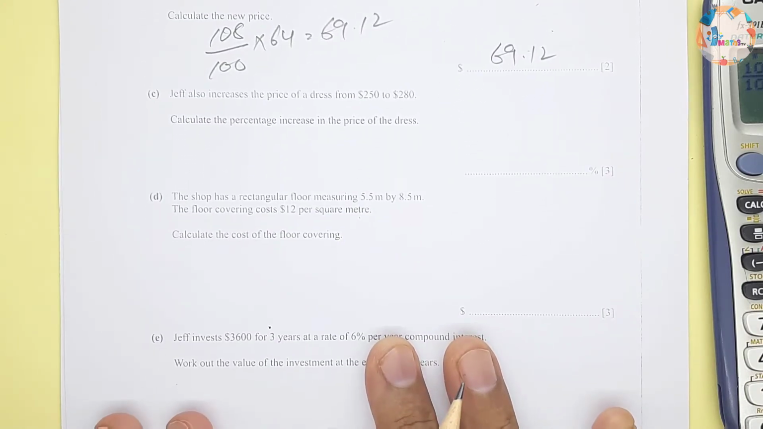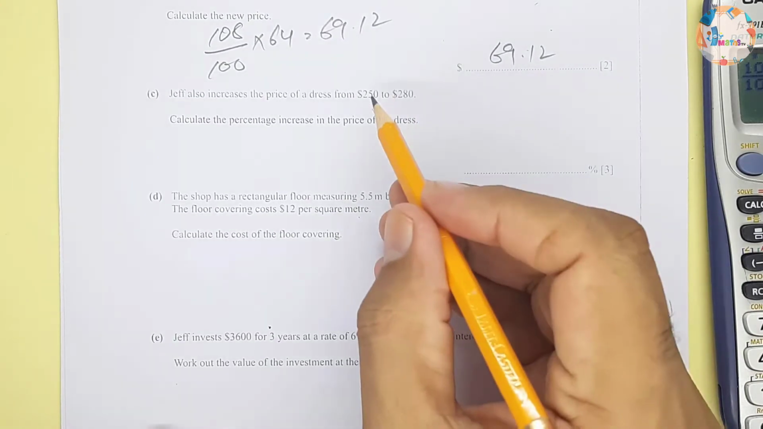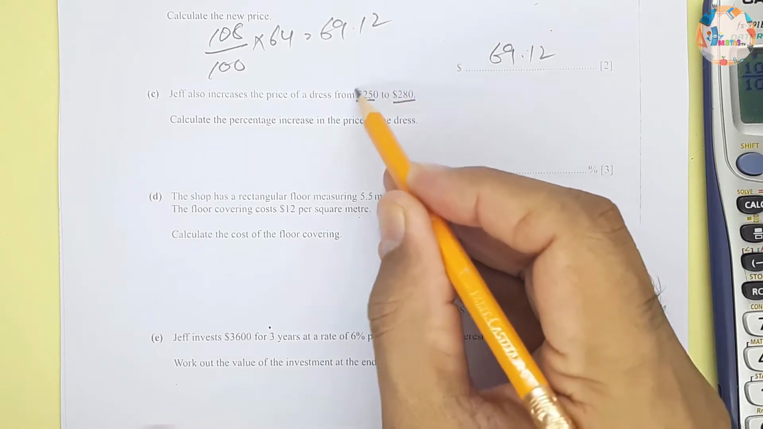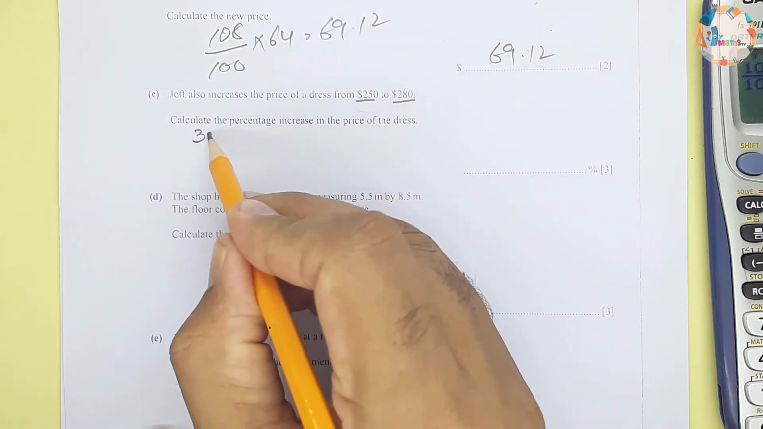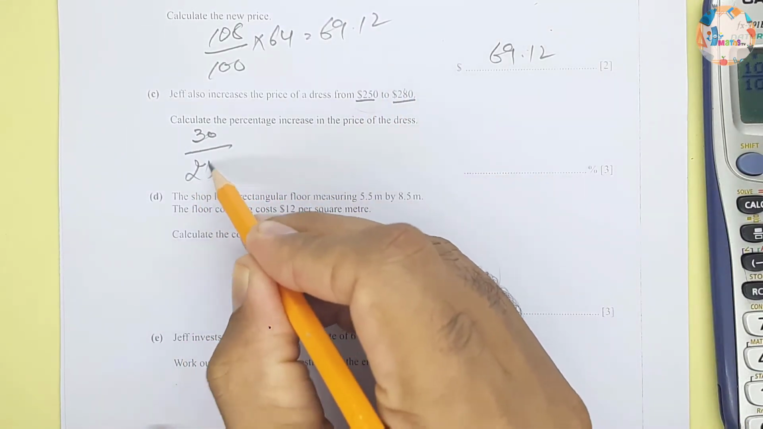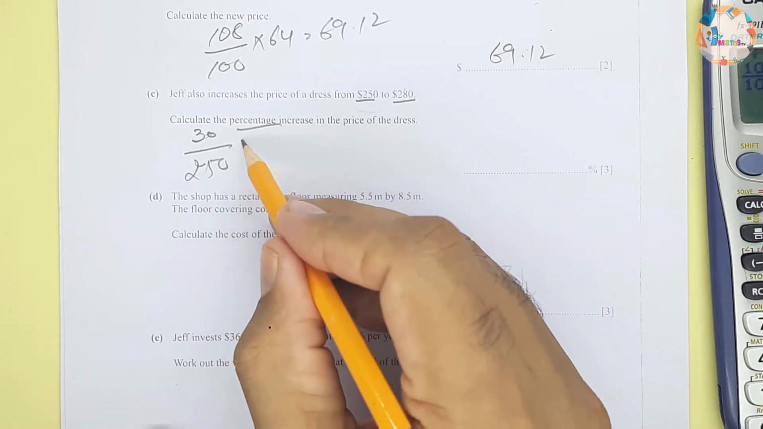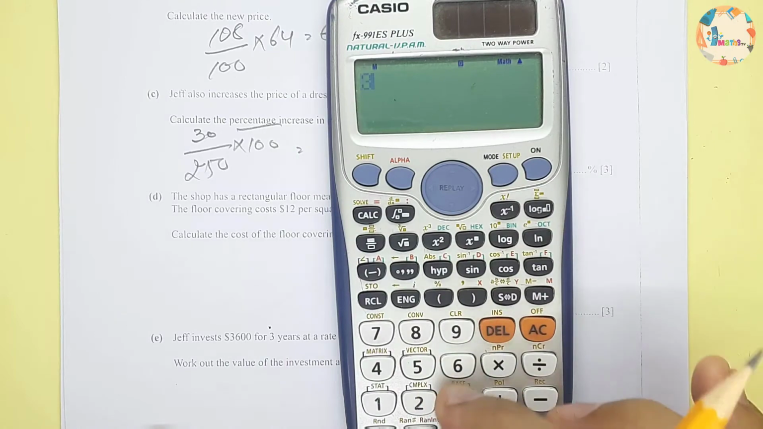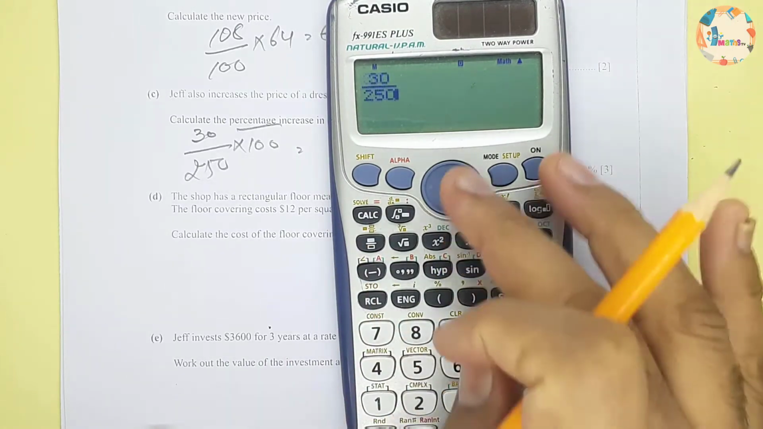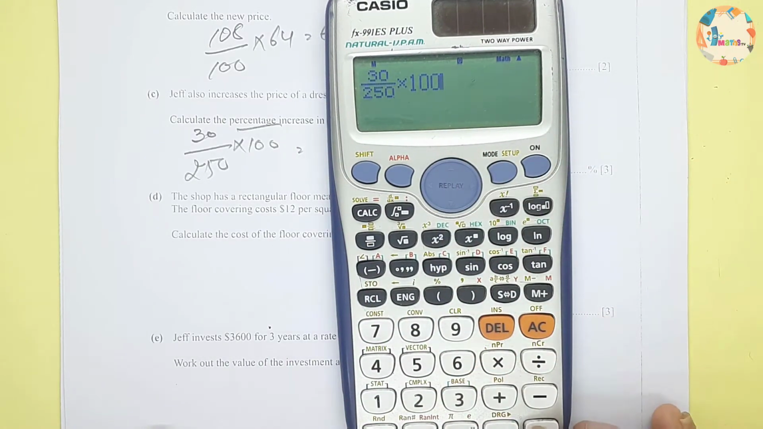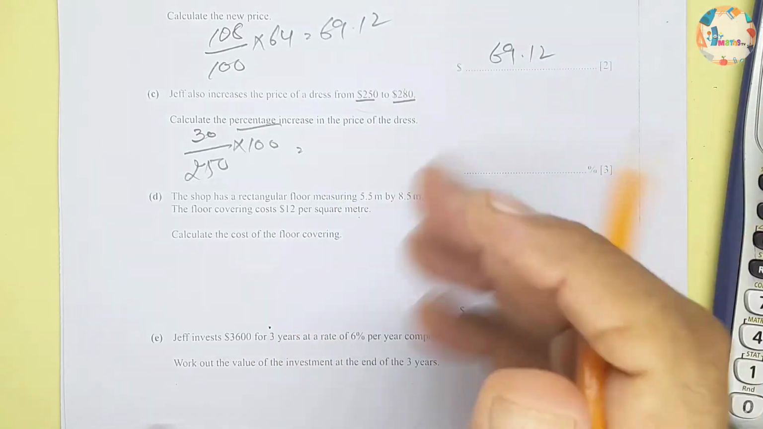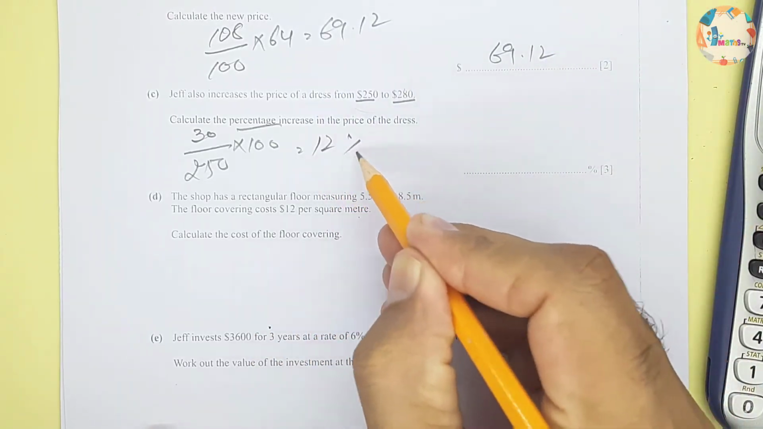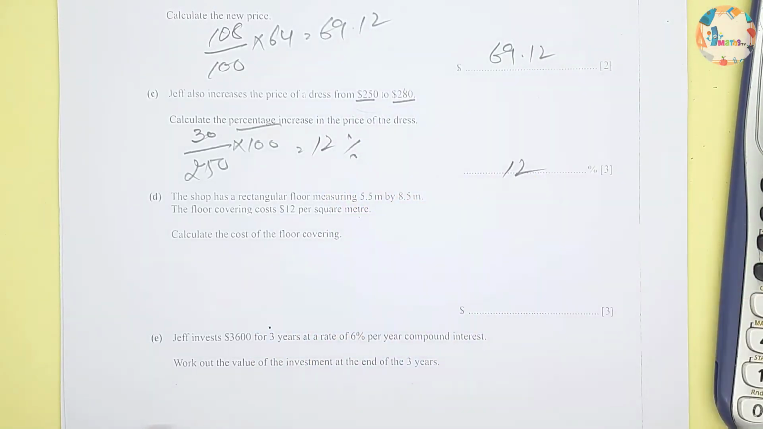Jeff also increases the price of a dress from this to this one. So the increment will be $30 against 250, and we have to calculate the percentage. So for percentage we'll be multiplying. So this will be 30 divided by 250 and multiplied by 100, and this will give us 12, so 12% will be our answer.